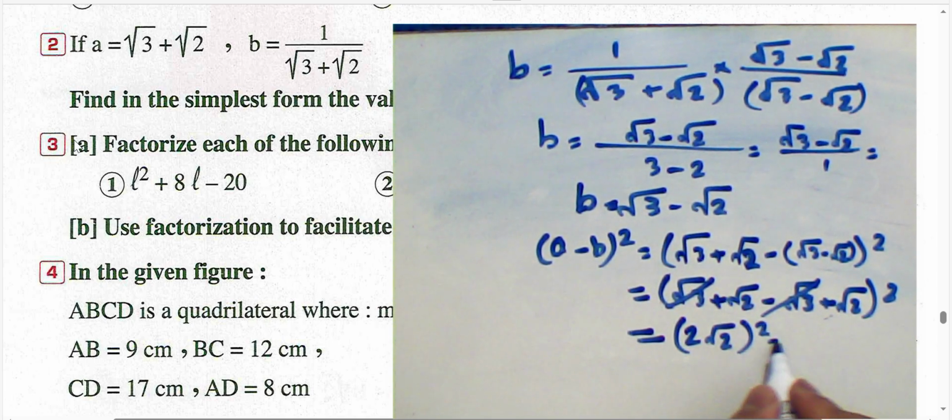All power 2. 2 power 2 is 4. Root 2 power 2 is 2. 2 times 4 equals 8. And the answer here will be 8.